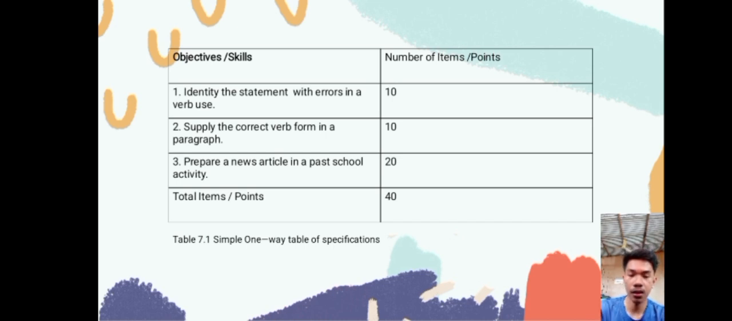As you have noticed, identifying the statement with errors in a verb needs 10 items because it is an objective test item, and supplying the correct verb form in a paragraph needs only 10 points because it is also an objective test item. But preparing a news article for a past school activity needs 20 points because it needs an idea, and it needs time to come up with this activity. So a total of 40 items.